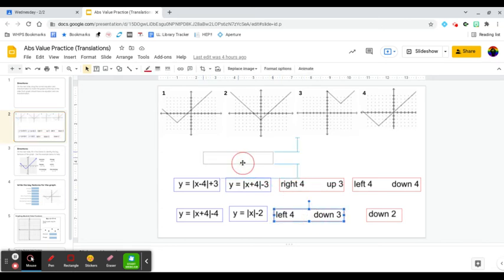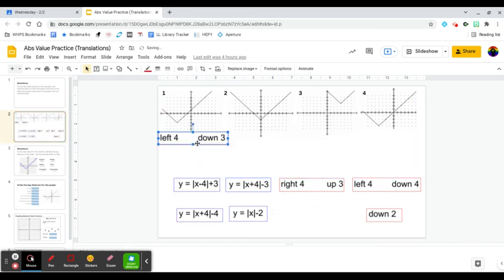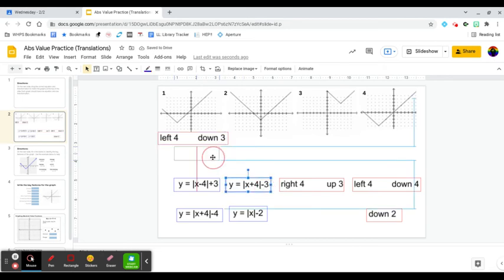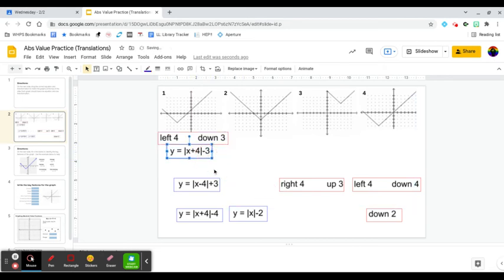So these are the transformations that occurred, which then means that the equation must be absolute value of x plus 4, minus 3. The plus 4 shows that it's shifted left because we do the opposite of what our brain thinks, and the down 3 correlates to the -3 at the end. So what's inside correlates to going left and right and is opposite of what our brain thinks, and down 3 correlates to the -3 on the outside.